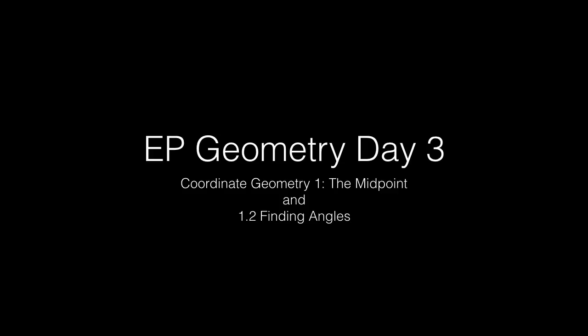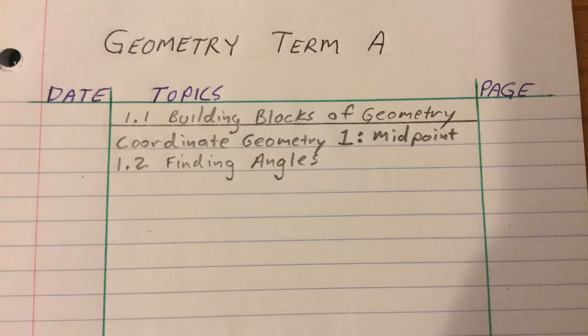This video will help you take notes for the two sections we're going to talk about today. The first one is coordinate geometry number 1, midpoint, and section 1.2, finding angles. I'll ask you to take out your notebook. Make sure you put these two sections in your table of contents, along with today's date and your page number.